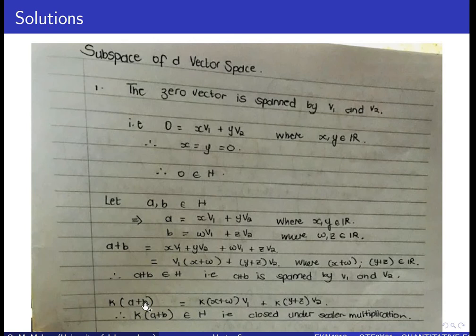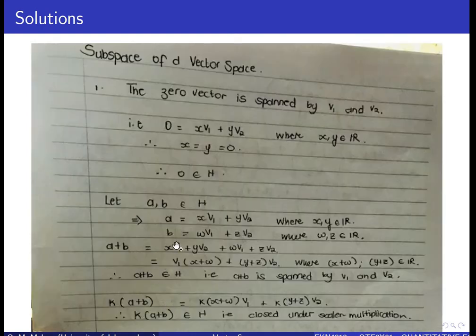So here I take a multiple k of a plus b. It's k(a plus b), where k is a scalar. That's very important. k(a plus b) is just the same as kx plus kw v1 plus ky plus kz v2, right? I multiply out two scalars, obviously I will get a scalar. So obviously k(a plus b) is also spanned by v1 and v2, and I conclude that k(a plus b) is in H. So this set is closed under scalar multiplication.